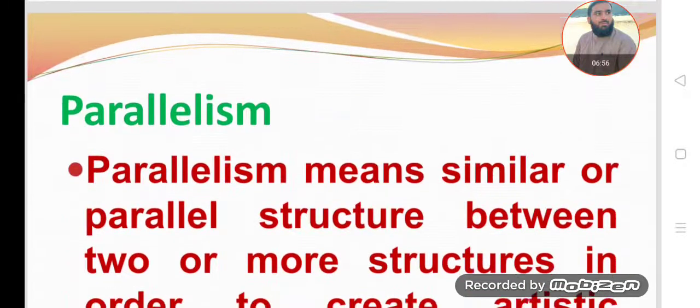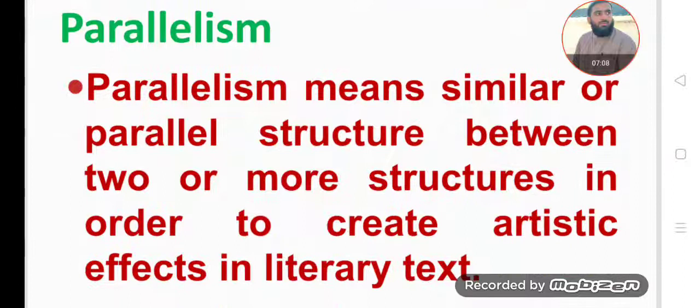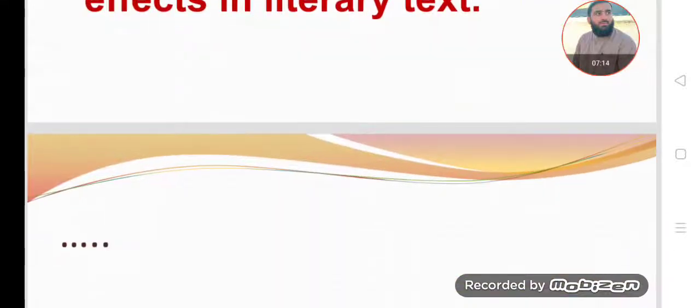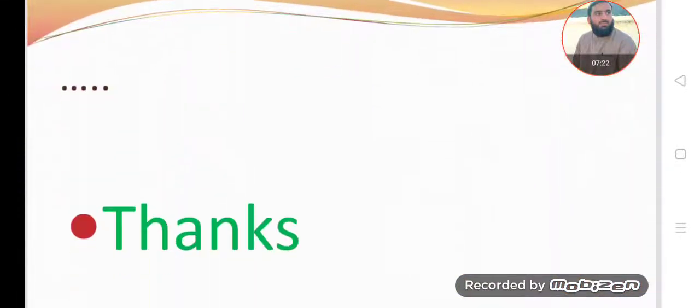Another tool, another device for this purpose is parallelism. Parallelism means similar or parallel structure between two or more structures in order to create artistic effects in literary text. So dear students, we have two devices for foregrounding effects. The first one is deviation and the second one is parallelism.